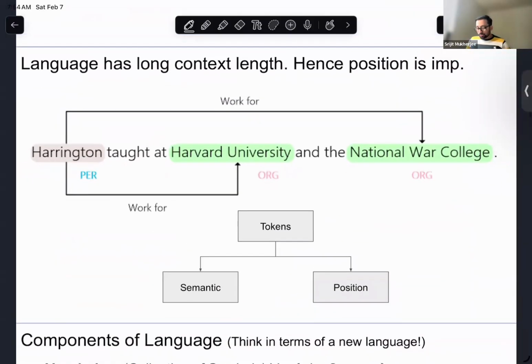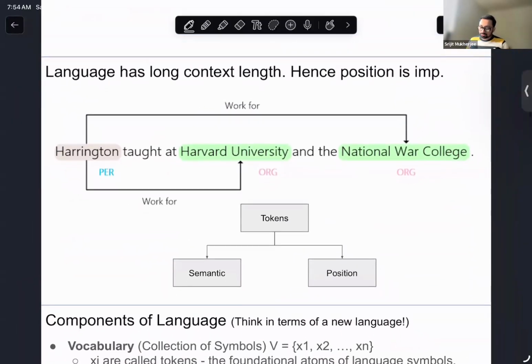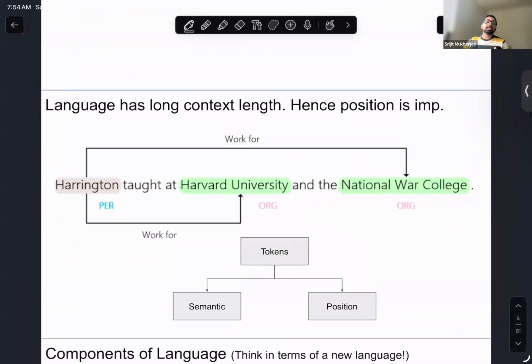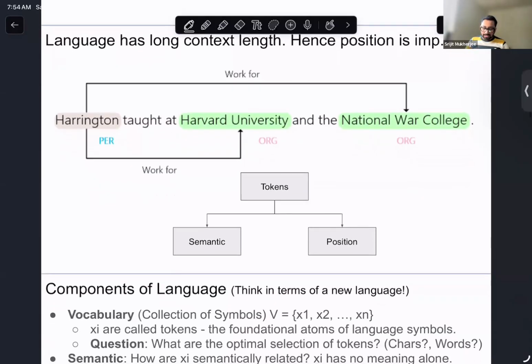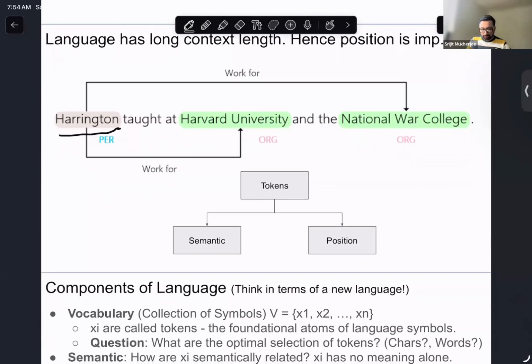To give you examples of position, let's understand that position can mean long context length. Let's consider this sentence out here: Harrington is a person who taught at Harvard University and the National War College. So this is a person and these two are organizations. And you can see that in this very sentence, the first word has a meaning to the last word.